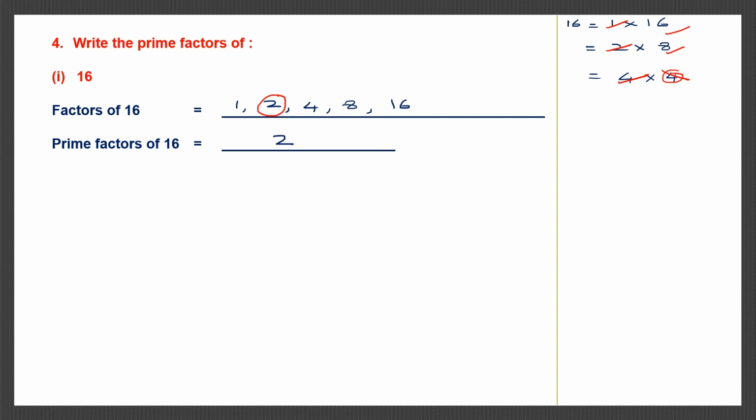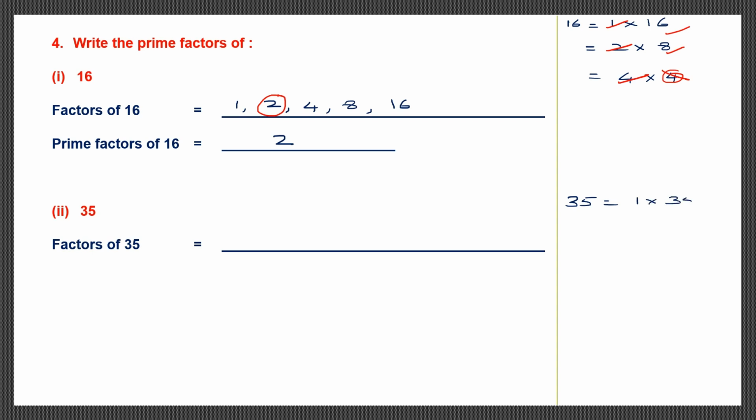The next number is 35. Now let's find all the factors of 35. Let's begin with 1. 1 into 35 is 35. Then we have 5. 5 sevens are 35. Nothing else in between will give us 35. That's 5 into 7. So these are all the factors of 35. That is 1, 5, 7 and 35.